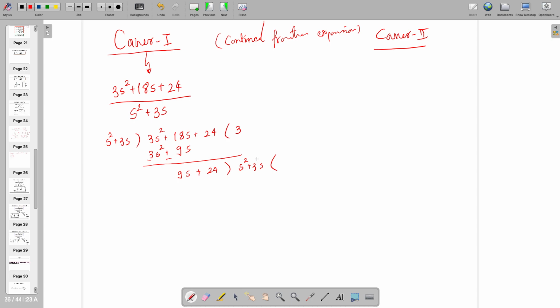This side you can see. On TV you can see what I am doing here. 9s, right? And this will not be minus 24, plus 24.